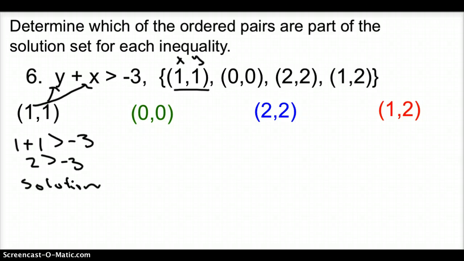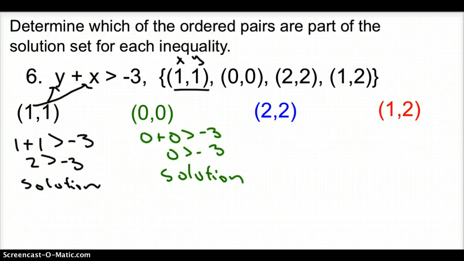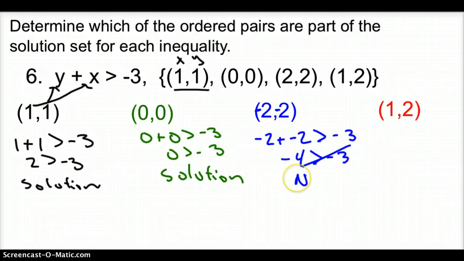How about the next one? (0, 0). We put 0 plus 0. Is that greater than negative 3? 0 is greater than negative 3, so that is a solution. Now, how about, and I'm going to change this up a little bit, how about (negative 2, negative 2)? So negative 2 plus negative 2, is that greater than negative 3? Well, negative 2 plus negative 2 is negative 4, and is that greater than negative 3? Is negative 4 greater than negative 3? No, so this is not a part.